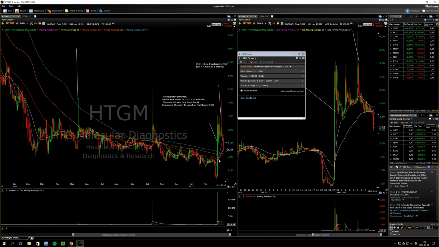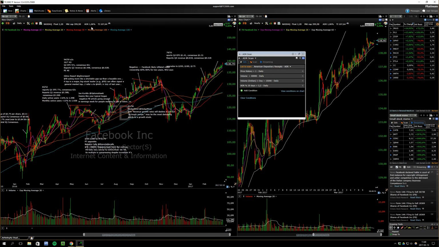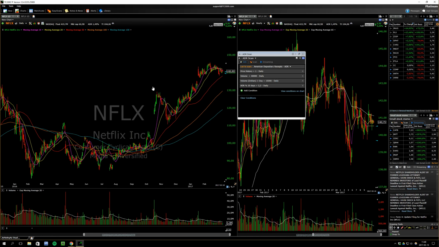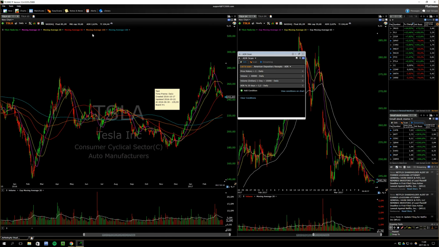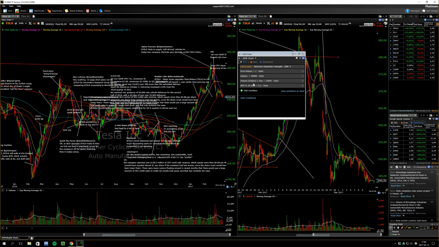And average daily range I have up here. So this HGGM, which is a piece of shit microcap stock, almost 25% in average daily range, and that is absolutely insanely high. For example, a stock like Facebook only has 1.06, or Netflix, which has 1.49, or Tesla, which has 2.63. So the higher the number, the more volatile it is. So 2.2 is my cutoff.